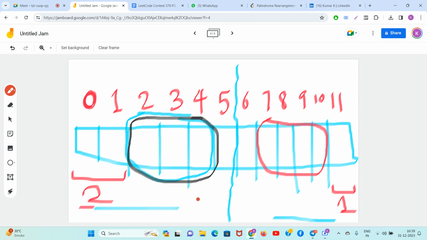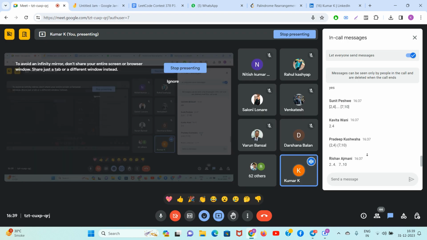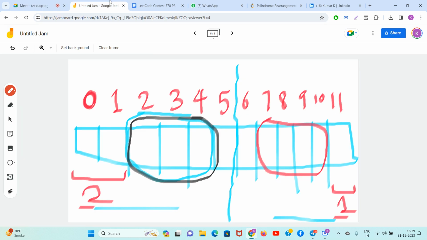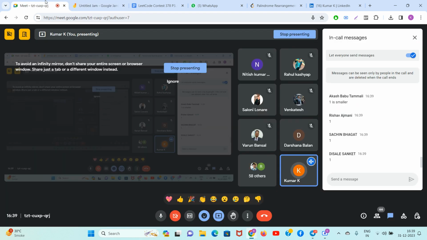What is the distance here? 2. What is the distance here? 1. Write 2 and 1 in the chat. Fast, everyone. Good. Guys, which one is smaller? 2 is smaller or 1 is smaller? Write in the chat without wasting any time. Which one is smaller? 2 is smaller or 1 is smaller?